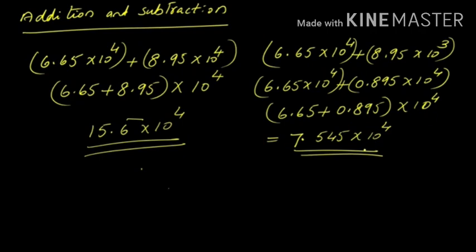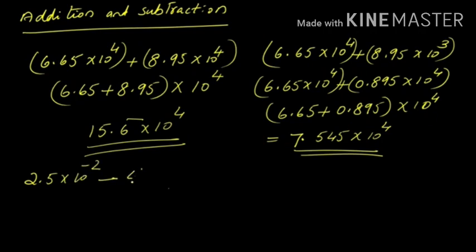So what we have done here is we have made the exponents the same by shifting the decimal point. We have changed the 10 raised to 3 to 10 raised to 4. So the change is plus 1. So if it is a plus sign, then what should I do? We should shift the decimal point to the left side.